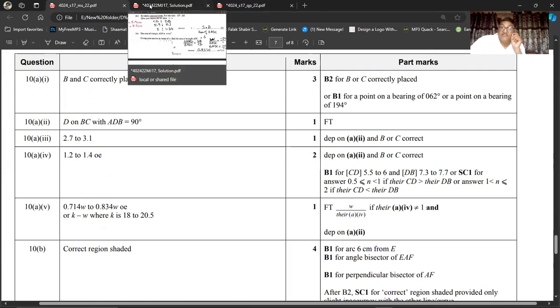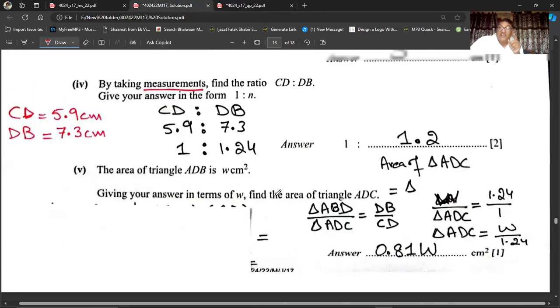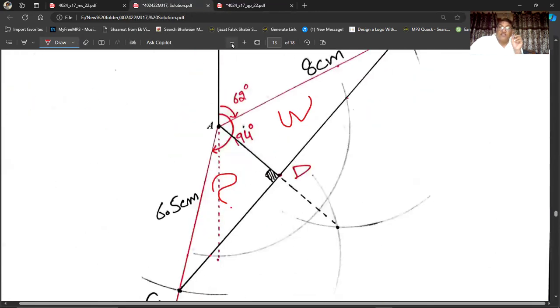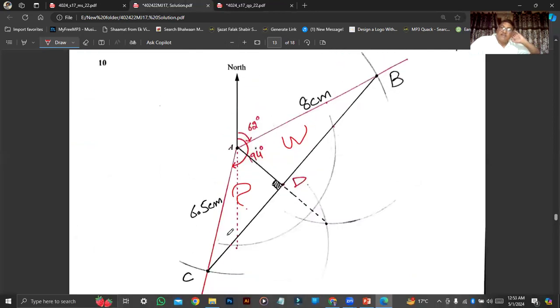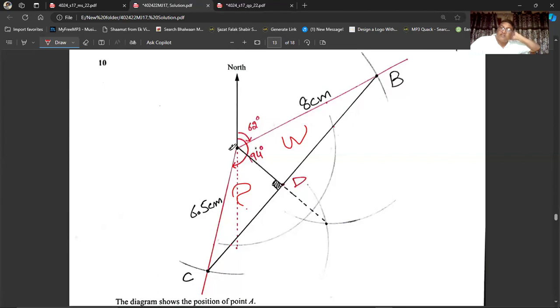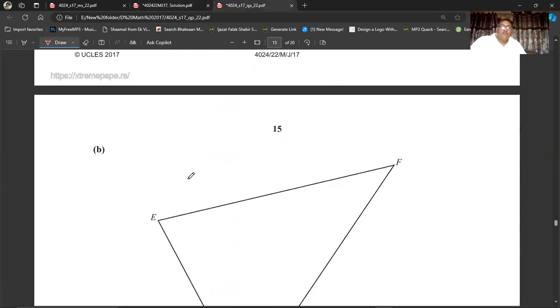This part is tricky. It depends upon the concept that these two triangles have the same baseline and their third vertex is common. So the ratio between area 1 and area 2 will be equal to base 1 by base 2. I hope you understand this.